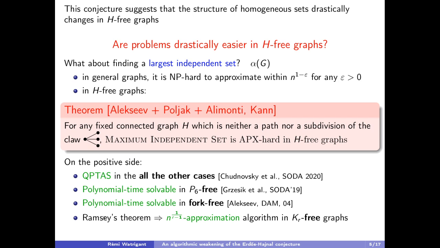And lastly, still by Ramsey's theorem, there is an approximation algorithm in K_r-free graphs with approximation ratio n to the power of 1 over r minus 1. So for instance, in triangle-free graphs, there is a square root of n approximation.